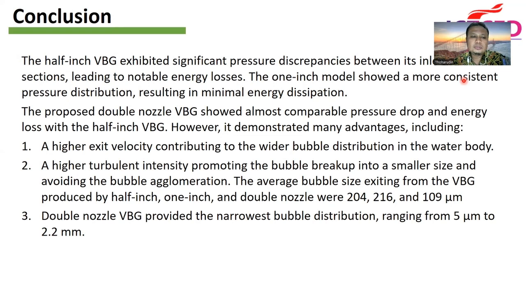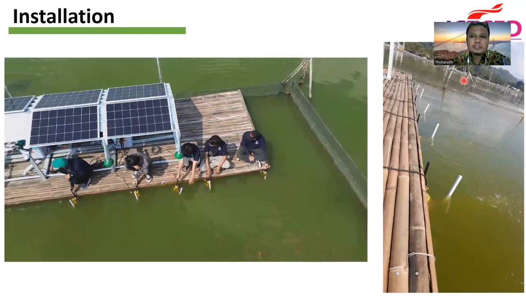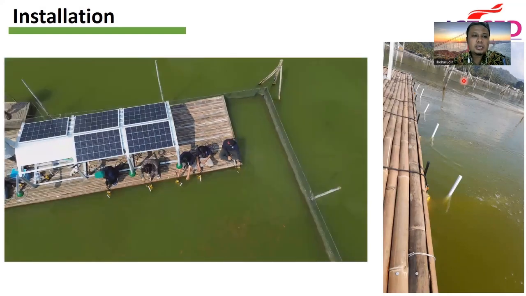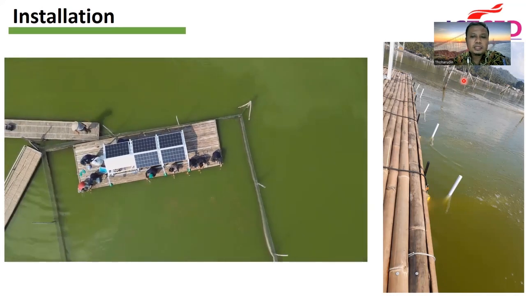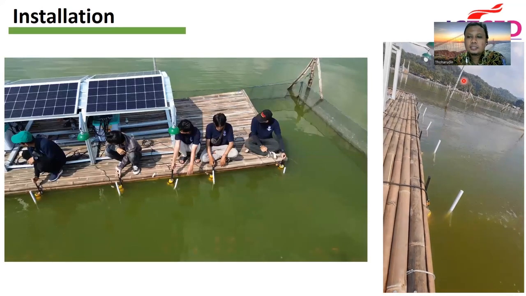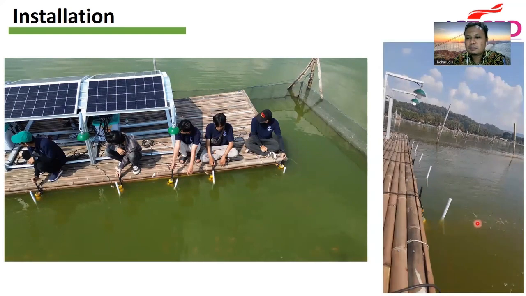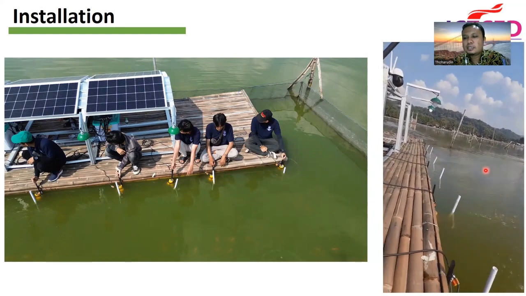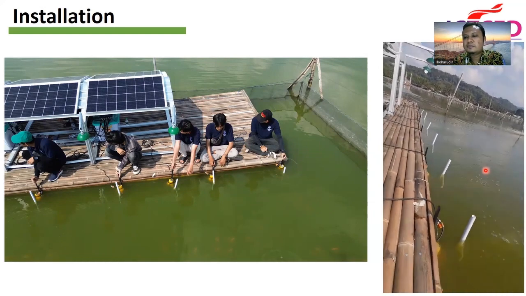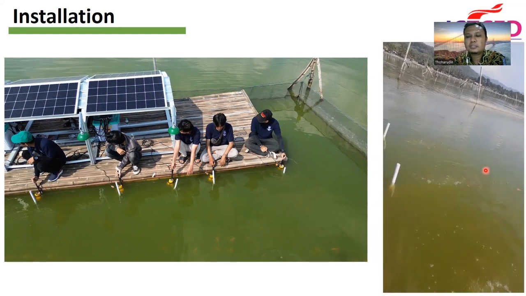And the last, the double nozzle Venturi bubble generator provides the narrowest bubble distribution, ranging from 5 micrometer to 2.2 millimeter. And it is the installation of the Venturi bubble generator connected to the solar energy system. You can observe it installed in the lake, and you can observe the bubbles generated by the Venturi bubble generator here. We can see the fish are very excited because of the addition of oxygen due to the installation of the Venturi bubble generator.